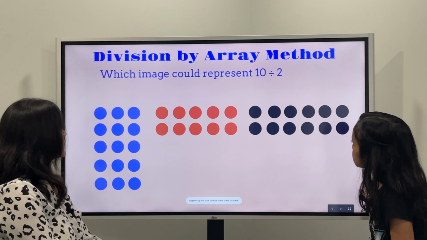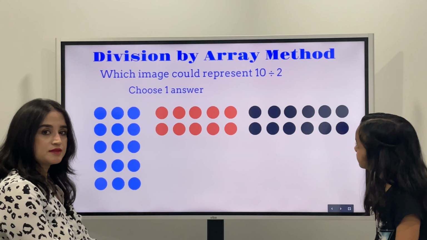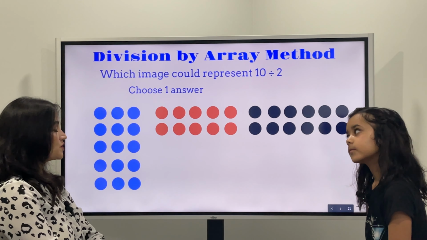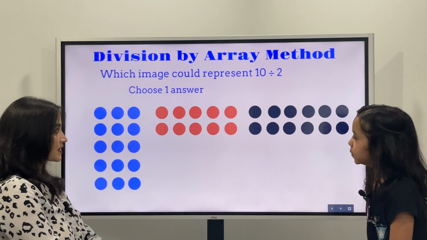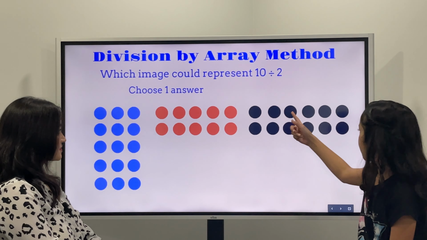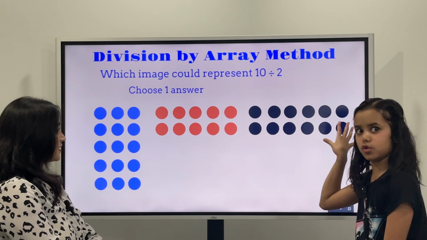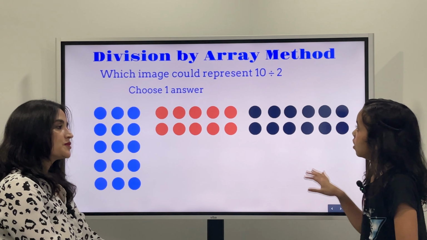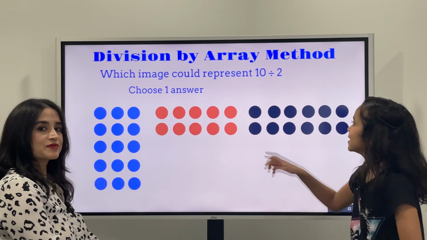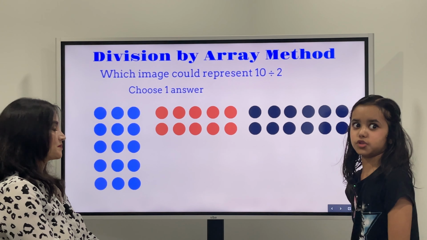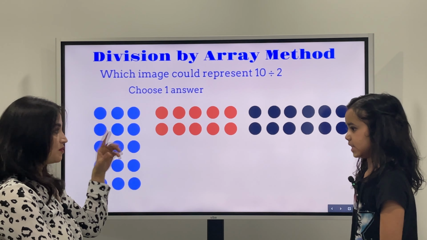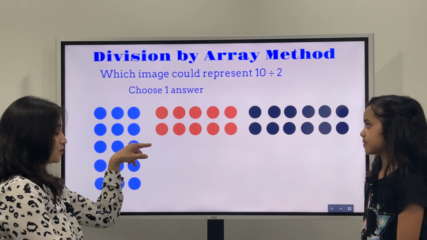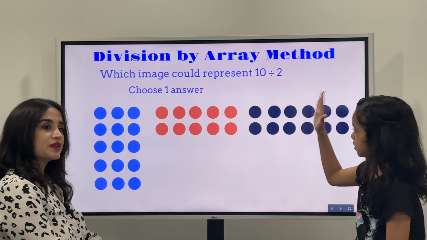Division by array method continued. Which image could represent 10 divided by 2? Choose one answer. So we have a diagram now. I think it's the second one, because this one has 6 on the top, in the rows, and it should be more than 10. The total number should be 10, because the first number is 10. I know that 5 plus 5 equals 10, so this is 5 and 5, and that's 2. There are 2 rows.